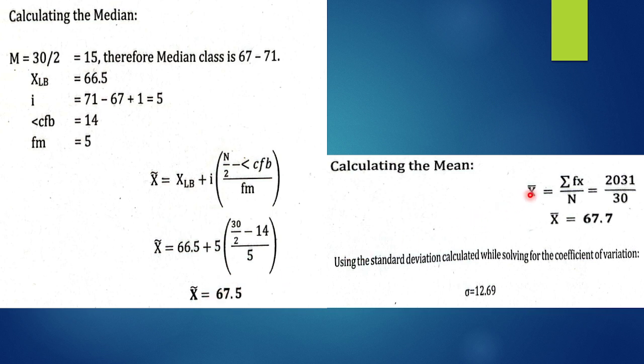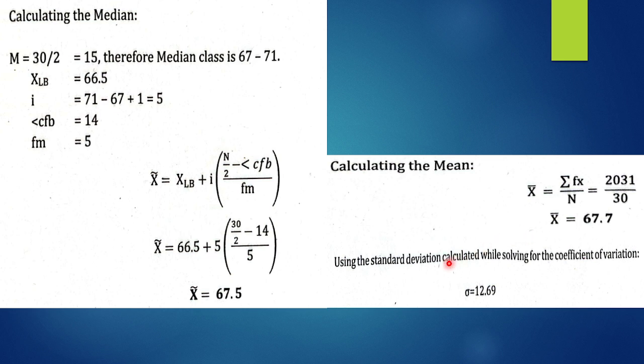So calculating the mean, this is the formula. Mean is equal to the summation of f of x all over the total number of frequency, or 2031 divided by 30. The answer or the quotient is 67.7. So we do have our median and we also have our mean, so we can calculate the skewness of this one.